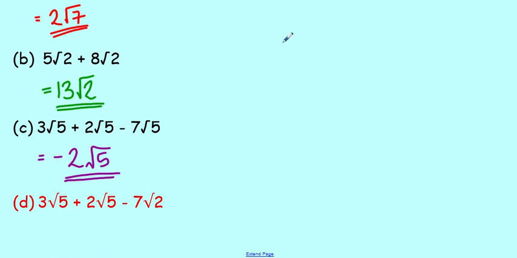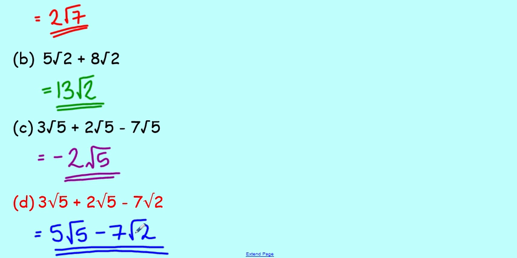And the last example here is slightly different. It's not in the notes, I've just added it in because we have a different term at the end here. We can only collect like terms for the first 2 terms. So 3√5 plus 2√5 would be 5√5. But we cannot do anything with the 7√2, so that just gets left here. So the final answer is 5√5 subtract 7√2.